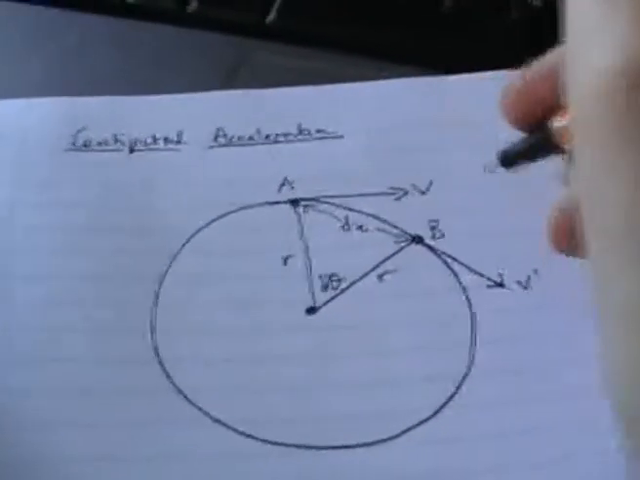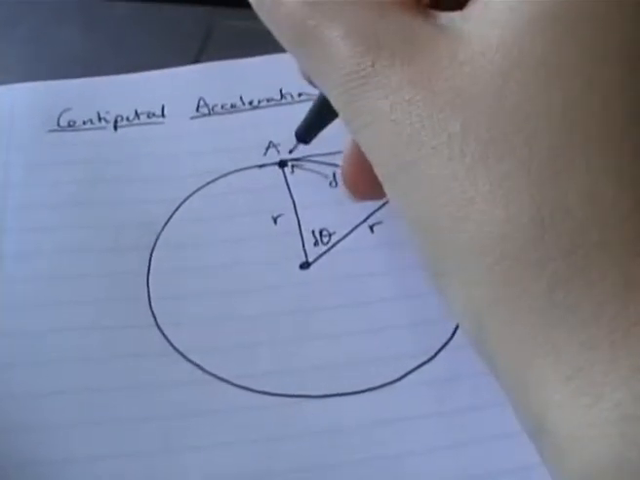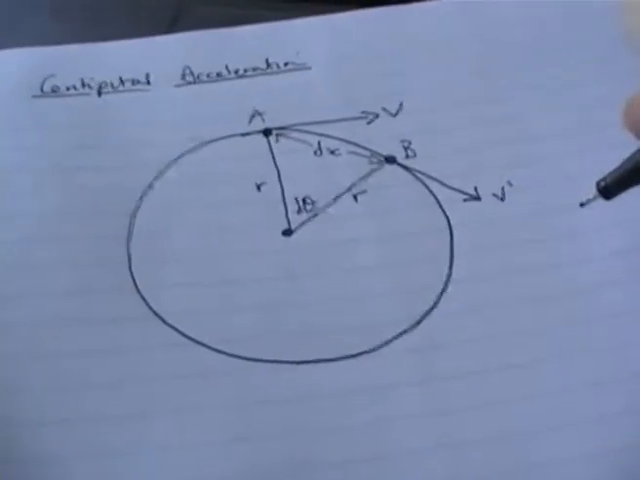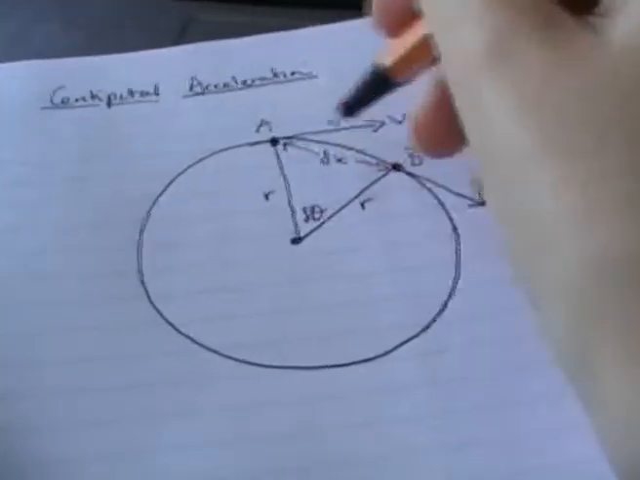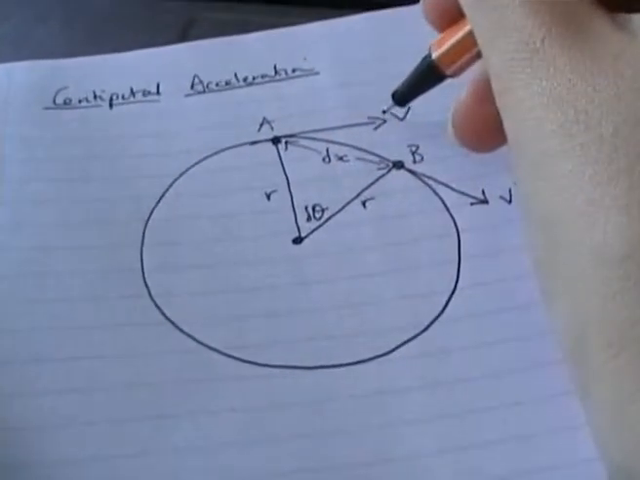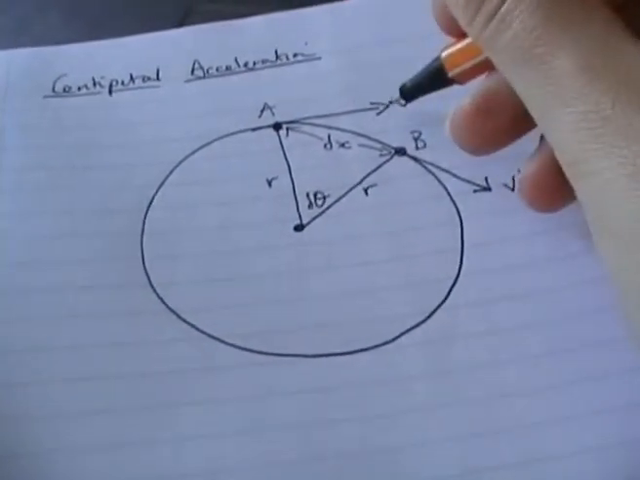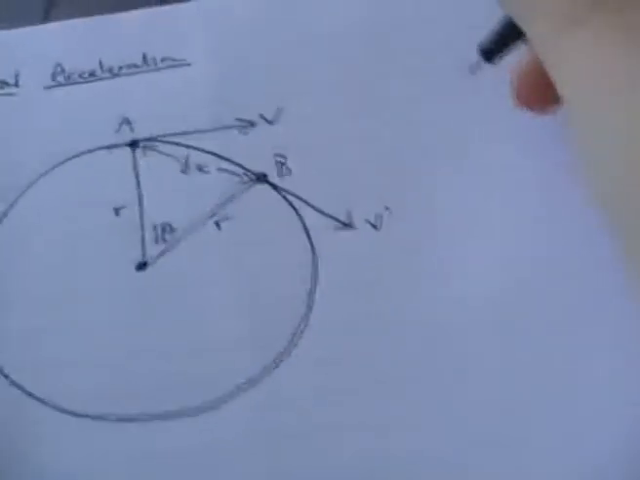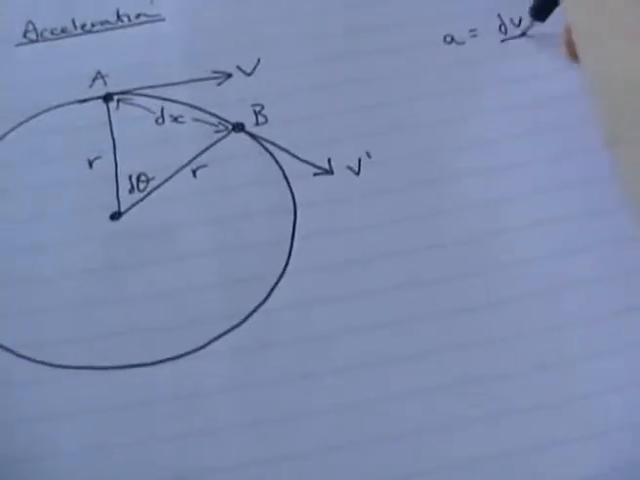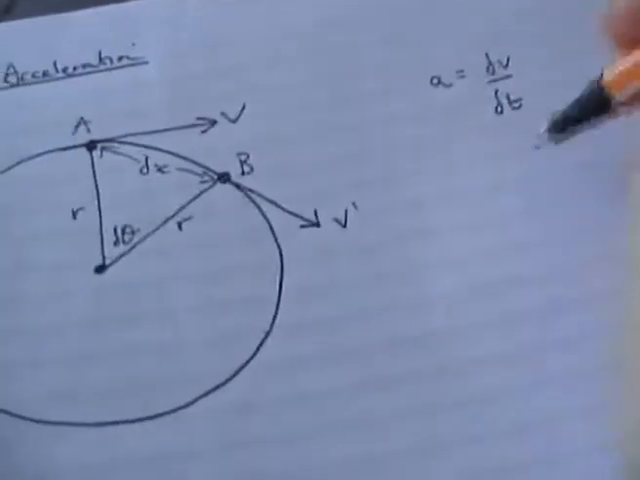Okay. The first thing I'm going to say is that the magnitude of these velocities is exactly the same, so the speed of the particle is not changing. However, the direction is changing. As you can see, this velocity is going at this speed in this direction, and this one is going at this speed in that direction. So because the direction of the velocity is changing, there must be acceleration, since acceleration is the change in velocity over time. So because there's a change in velocity, there is an acceleration, and the acceleration always acts towards the centre of the circle.